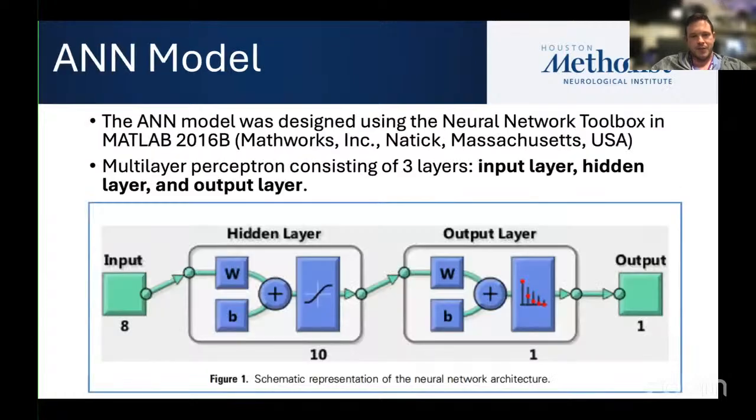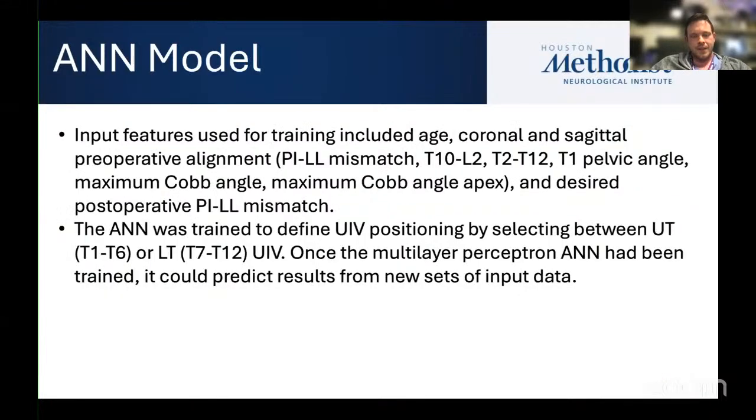They briefly described their neural network model as having just 3 main layers: an input layer, a hidden layer, and an output layer. For their other parameters, they also had coronal parameters, and nothing really too out of the ordinary, and kind of how they created what set of parameters they wanted to include. They also had a goal PI-LL mismatch, so for each patient they had a goal in mind for that.